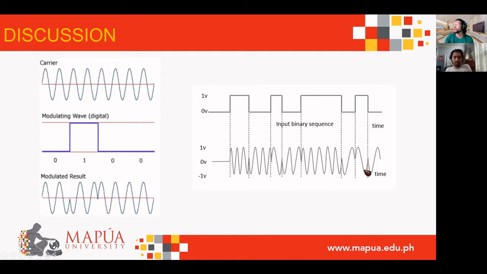On the right side is the simple input signal, or the modulating signal, wherein the input is a binary sequence. Then the output is the BPSK output signal.